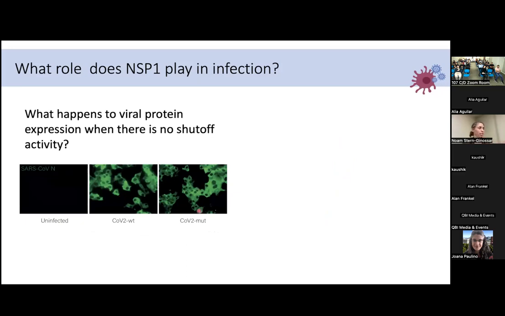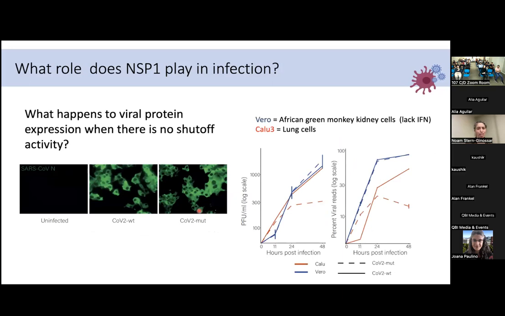And then we did growth assays, of course, but we did it in 2 different cell types, and this will be important. We did it both in Vero cells and Calu-3 cells. So Vero are green monkey kidney cells that lack interferon. This is why everyone likes to work with them. And then Calu-3 cells are lung adenocarcinoma cells. So let's start with the Vero cells in blue. When we compare the wild type and the mutant virus, we don't see actually any major changes in the viral progression between the mutant and the wild type.